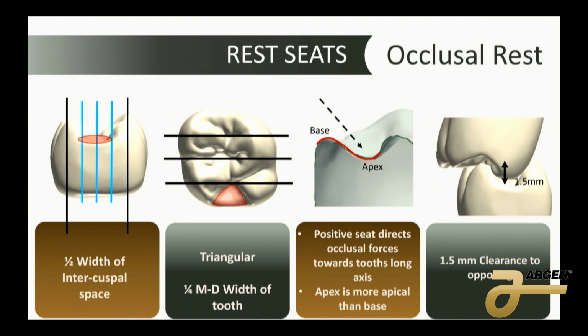The positive seat is very, very important. Your seat needs to be driving the forces downwards. If it's sitting like this, it's going to slide. So the forces need to be going down. If they take one of their tools and they push on it, it should slide down in towards the tooth. That's very, very important for getting a solid rest. And then just for space consideration for the materials we're using, you should have about 1.5 millimeters of space from the opposing.